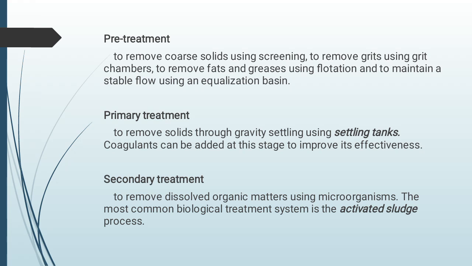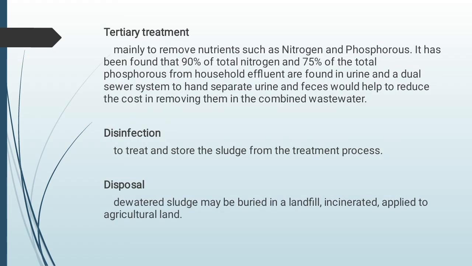Secondary treatment: to remove dissolved organic matter using microorganisms. The most common biological treatment system is the activated sludge process. Tertiary treatment, mainly to remove nutrients such as nitrogen and phosphorus. It has been found that 90% of the total nitrogen and 75% of the total phosphorus from household effluent are found in urine and the dual sewer system. To separate urine and feces would help to reduce the cost of removing them in the combined wastewater.